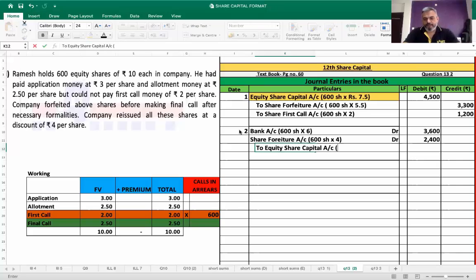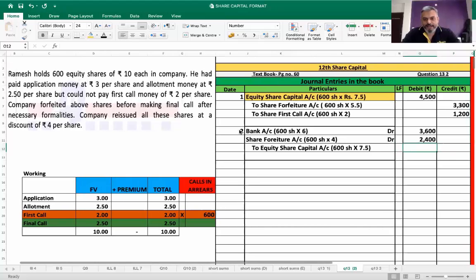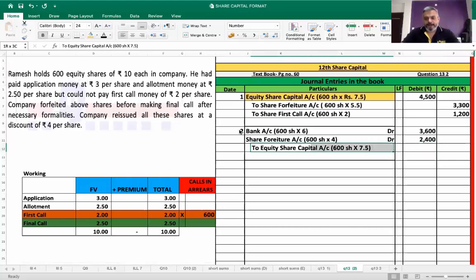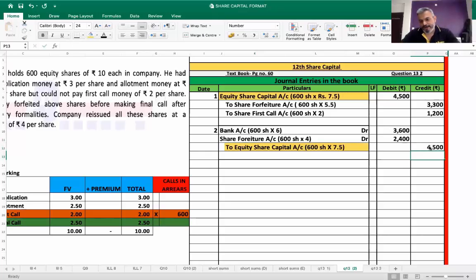Now ध्यान दो please, this is important. Now equity share capital 600 shares into again 7.5 only, because ऐसा नहीं हो सकता कि कुछ शेयर 7.5 पे है और कॉल्ड अप और कुछ शेयर 10 रुपीज कॉल्ड अप है. ओके, सो यहाँ 7.5 पे ही हमें कैपिटल को क्रेडिट करना है, यानी जितने से कैपिटल को डेबिट किया उतने से ही कैपिटल को क्रेडिट करना है. सो दैट कम्स टू 4500.